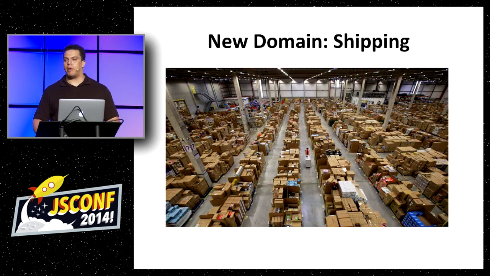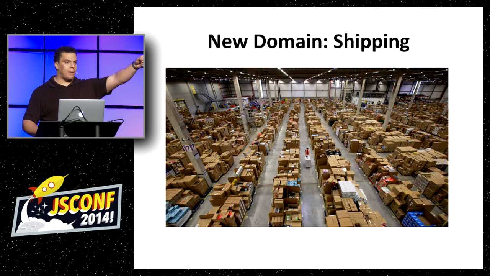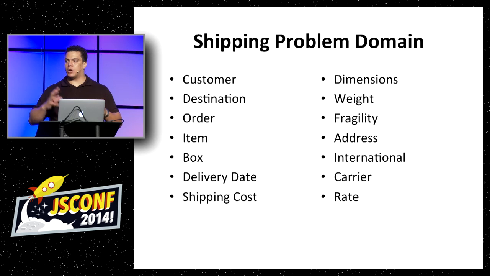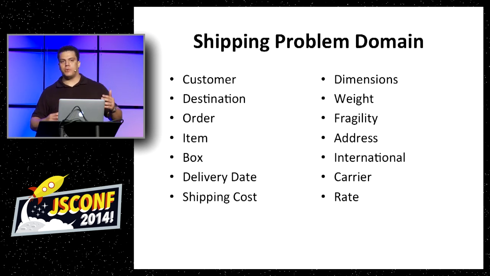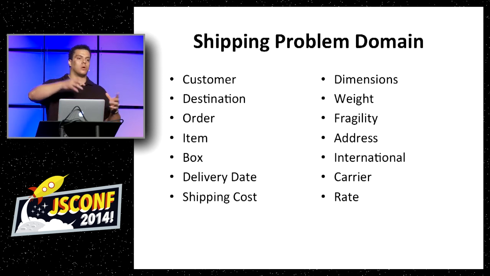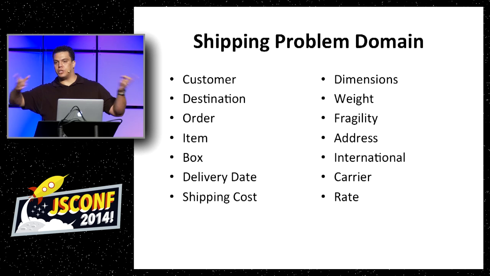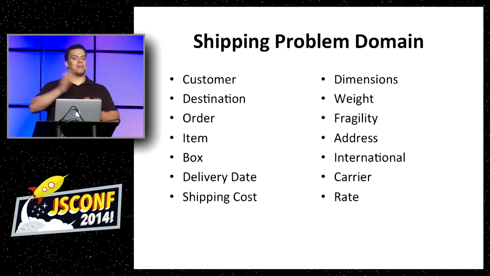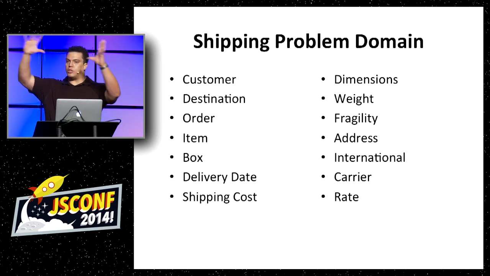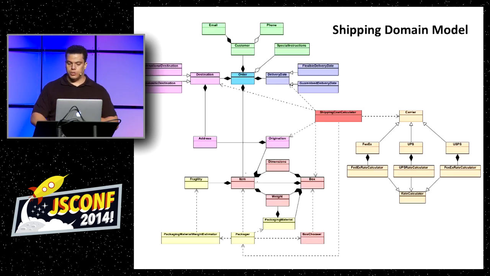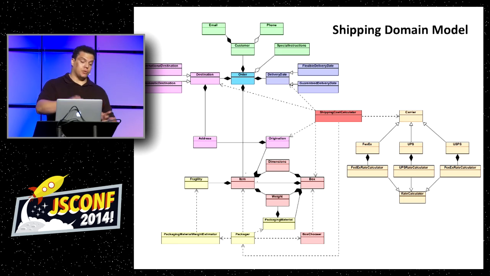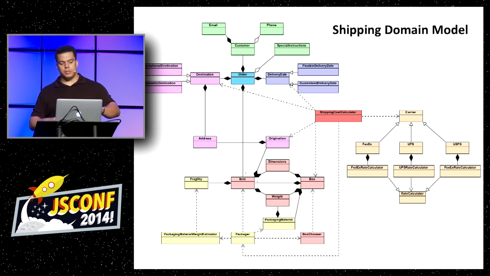Now, shipping is one of these domains that seems simple if there's one package that's going to you. But shipping is a fairly complex and complicated domain, especially when you get into things like domestic shipping, international shipping. Your order has to be shipped from multiple warehouses to get to you. It might go from carrier to carrier. There's a ton of little subtleties that go into thinking about the domain of what goes into shipping.